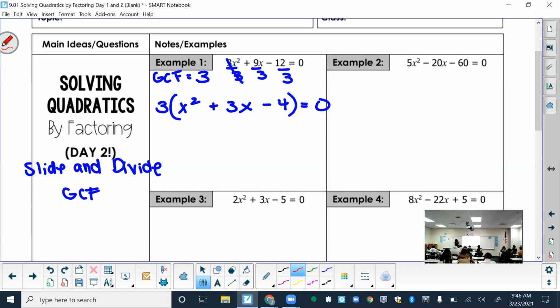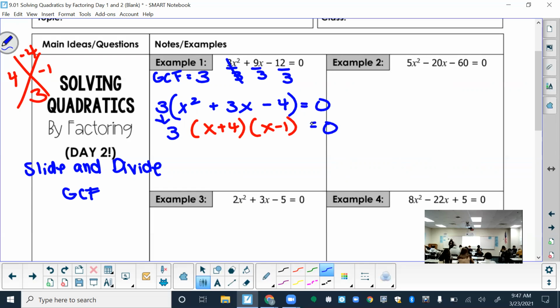So then set up your diamond. We have -4 on top and 3 on the bottom. What numbers will you pick for your diamond? All right, 4 times -1 is -4, and 4 plus -1 is +3, so good job there. So our parentheses become x plus 4 times x minus 1. Bring down your GCF, and then the equals 0. All right, so we factored the left side completely.